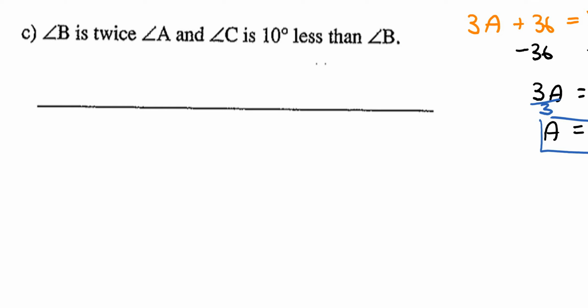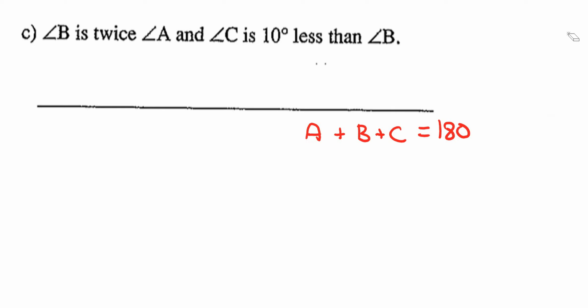All right, last question for this video. This video is actually getting quite lengthy here, but it's a good review for those students who have forgotten their basic geometry properties. Okay, so for this particular problem, before I even start, I'm just going to do my initial setup here. Angle A plus angle B plus angle C is going to be 180 degrees. Okay, let's go ahead and figure this out.